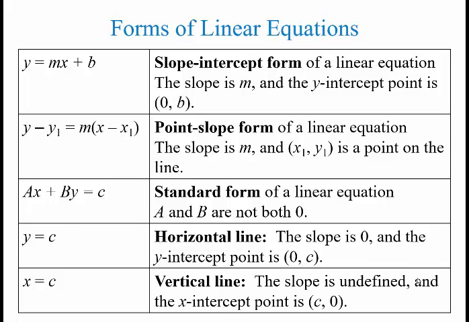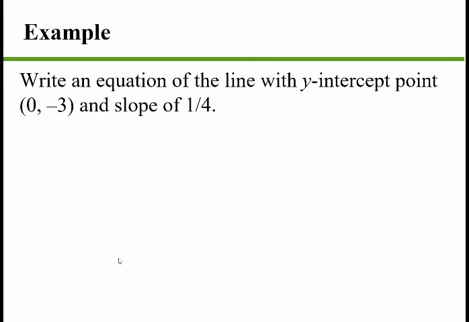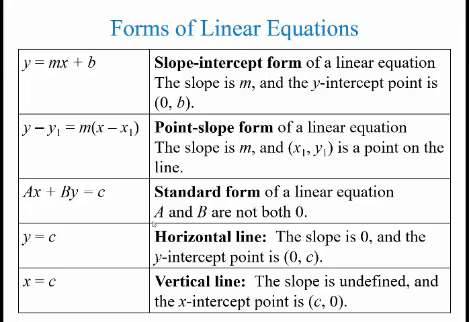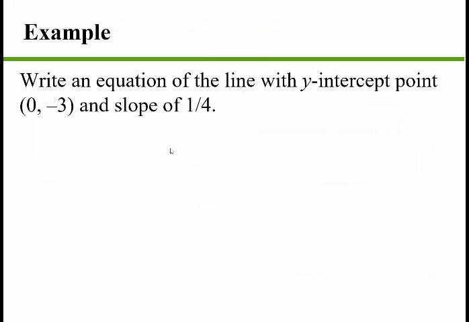A vertical line, the slope is undefined, right? And then the x-intercept is some point c comma 0. So an equation for a vertical line is literally x is equal to some number c, and this is where it crosses the x-axis. So I encourage you to keep these handy as we go through this lecture. All right, so just a bunch of examples from all of these equations here.